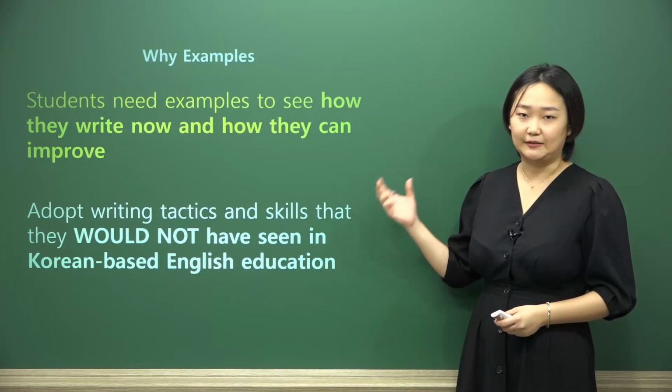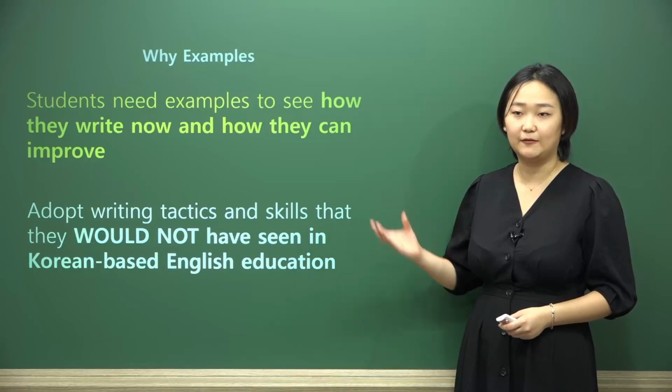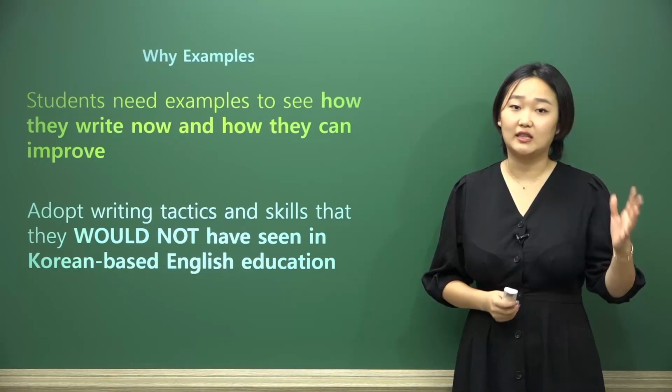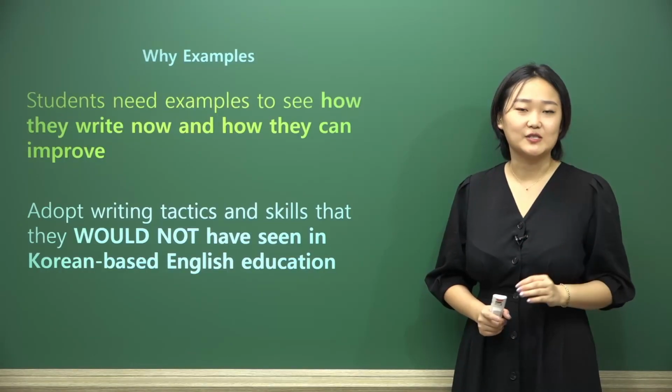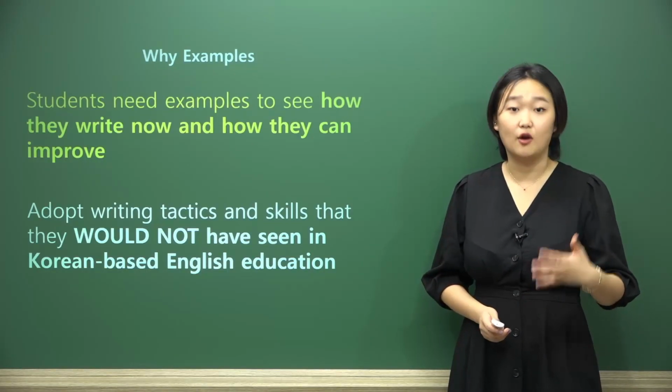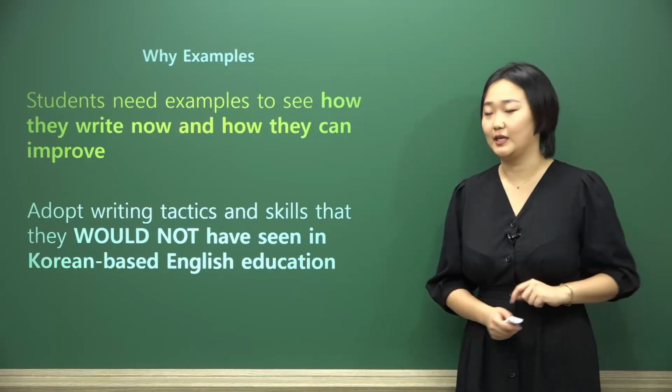So students need examples to see how they can write now and how they can improve. And so we need that difference as well. We want to emphasize that difference, that the way that they're writing and the way that they could be writing, it's such a big difference that if they see that difference, they will also be able to reflect upon themselves and see what exactly it is that they need to personally improve on.